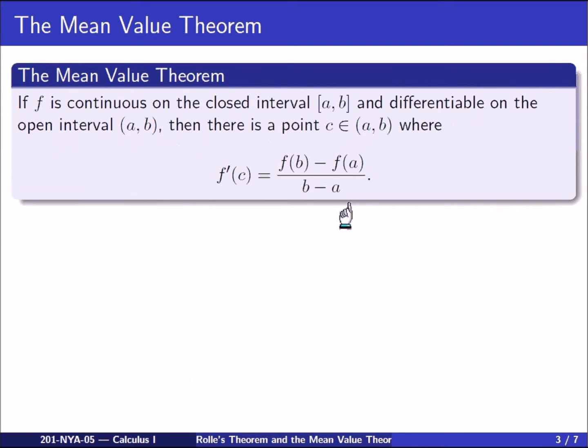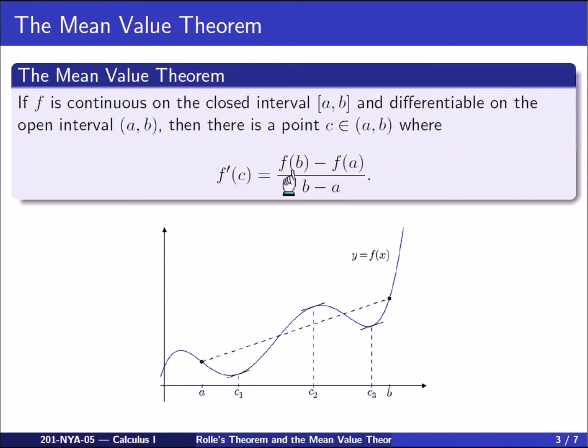The mean value theorem is sort of a generalization of Rolle's theorem. So you have the same assumption on continuity and differentiability, but the conclusion is that there's a point c where f'(c) is (f(b) - f(a)) over (b - a). So notice there are no assumptions here that f(a) and f(b) are equal to 0. So the function doesn't have to cross the x-axis at a and b.